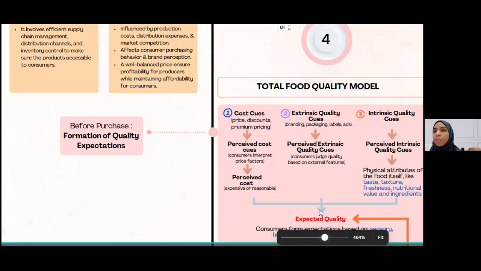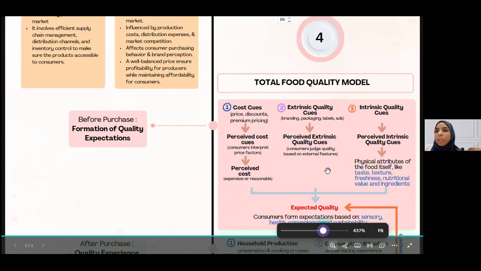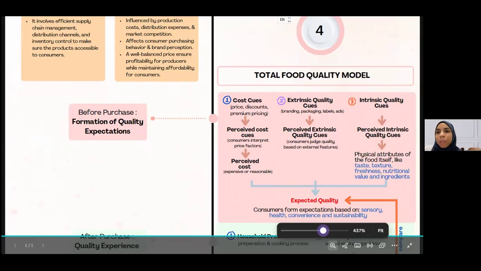Okay, next is the total food quality model. Before purchasing food, consumers form quality expectations based on three factors. The first is cost cues, the second is extrinsic quality cues, and the third is intrinsic quality cues. Cost cues refer to price-related factors such as affordability, discounts, or premium pricing.